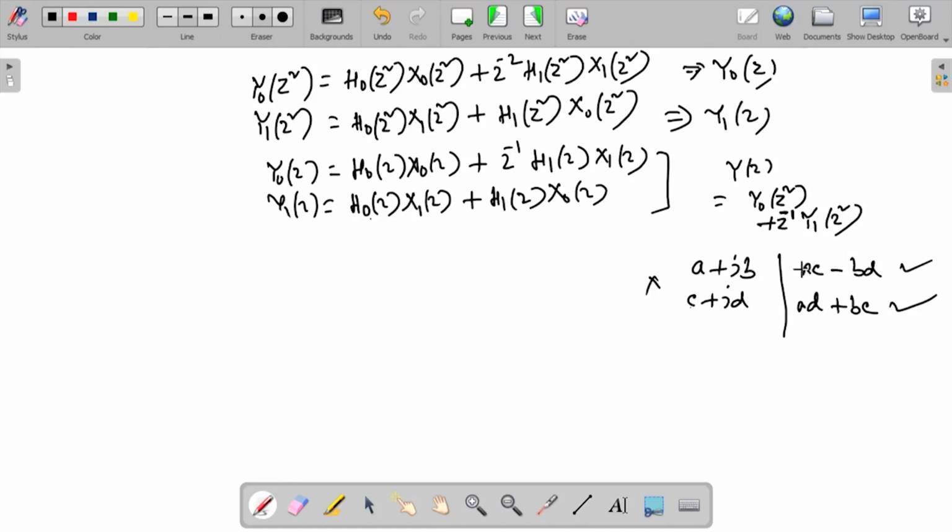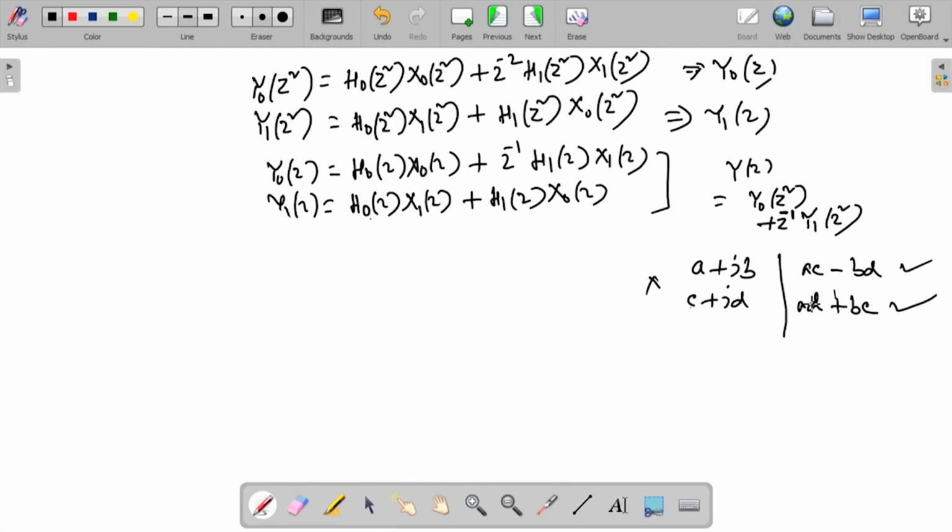How many multipliers? A into C 1, B into D 1, A into D 1, B into C 1. 4 multipliers and 2 additions or subtractions. Subtraction is another form of addition. So, 2 additions. So, out of 4 multipliers I can bring it down to 3 at the cost of some extra addition, but additions do not really create any problem, they hardly require any hardware, multipliers do.